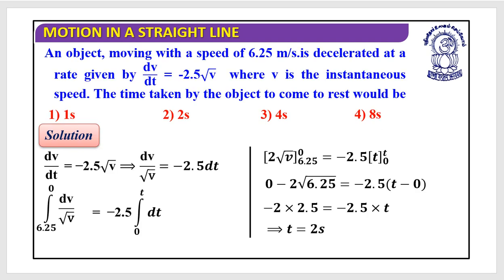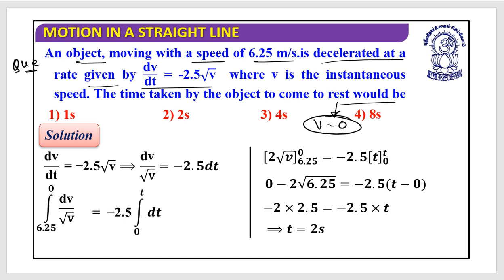Look at this very carefully. What they have given is an object moving with a speed of 6.25 meter per second is decelerated at a rate given by dv by dt, that is, the acceleration is given, which is minus 2.5 under root of velocity, where v is the instantaneous speed. Okay, the time taken by the object to come to rest. I require the time taken by the object to come to rest. At rest, that means its final velocity should be 0.